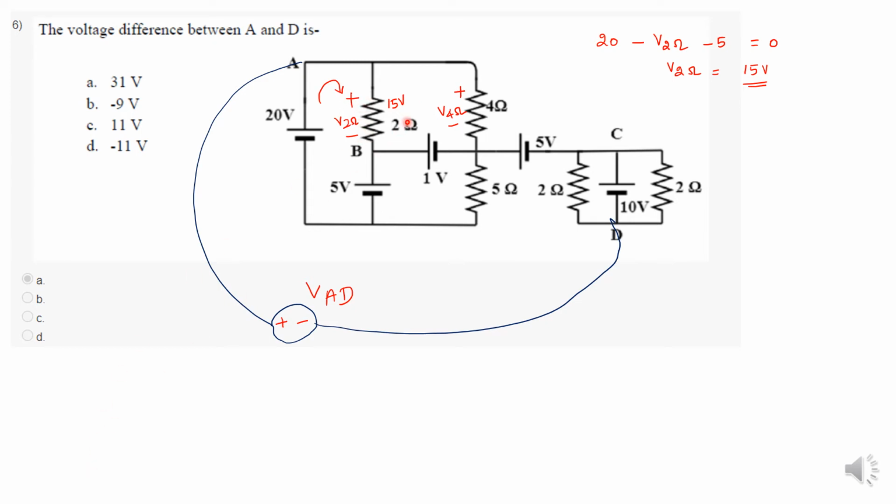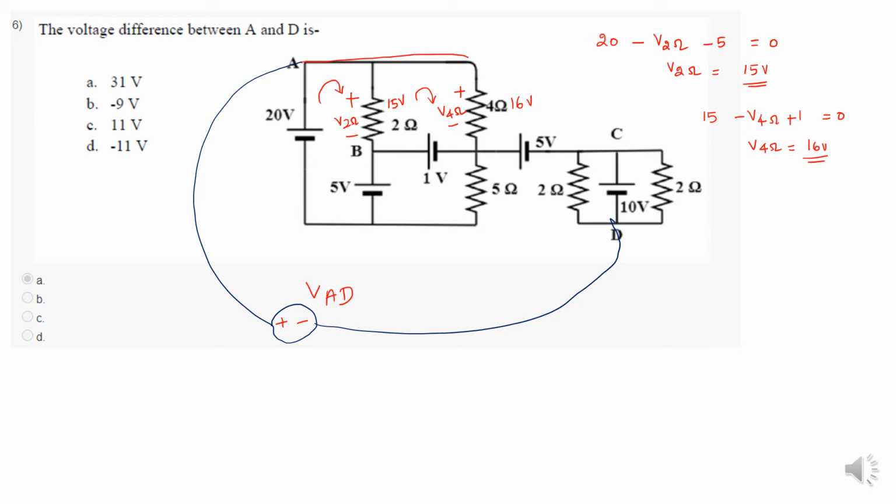I am going to consider the current direction as clockwise. Voltage rise. This is voltage drop. Again voltage rise. Now I am going to rewrite the equation here. So I have to mark the current direction also. First one is voltage rise 15, then voltage drop V4 ohm, again voltage rise, that is 1 volt, equal to 0. So V4 ohm, the voltage across 4 ohm, is 16 volt. Now I have to mark the voltage here, 16 volt.